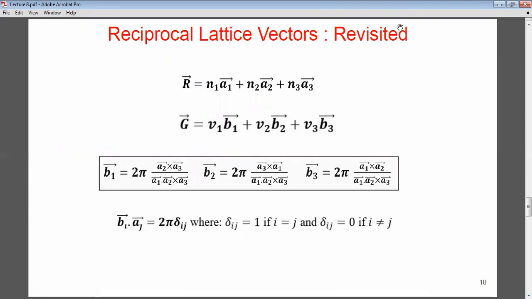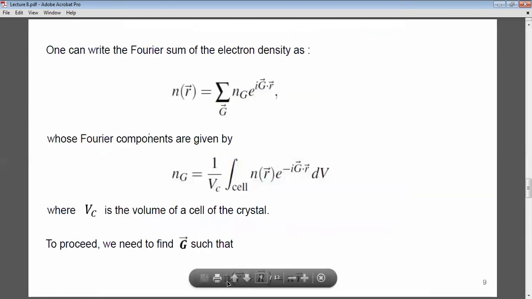Here, I say revisited because if we use vector G that I explained in lecture 7, which is V1B1 plus V2B2 plus V3B3, where B1, B2, and B3 can be calculated from A1, A2, A3, the primitive lattice vectors of the direct lattice, such that Bi dot Aj equals 2 pi delta ij, where delta ij equals 1 if i equals j, and delta ij equals 0 if i is different than j, then this condition is met. N of R plus R is equal to N of R.